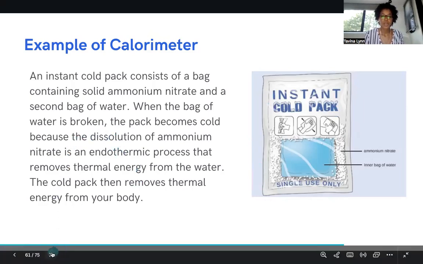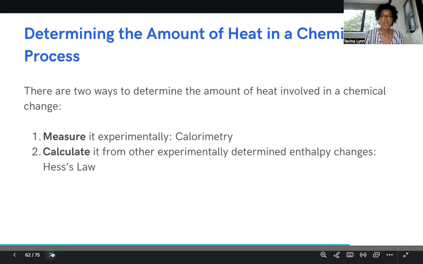So we've talked about calorimetry, right? This is how we would measure the amount of heat involved in a chemical process. And next video, we're going to talk about how we would calculate it from experimentally determined enthalpy changes using Hess's law.